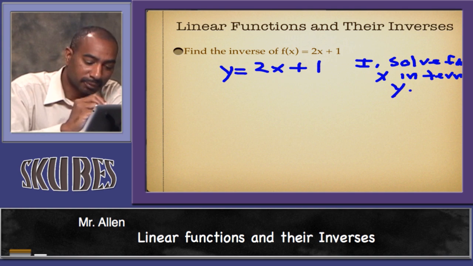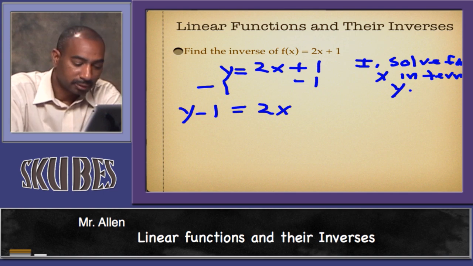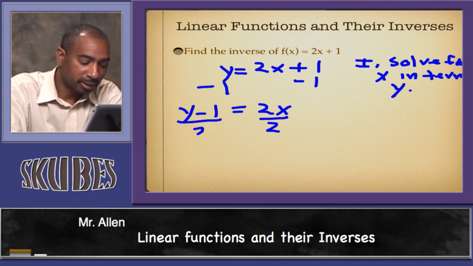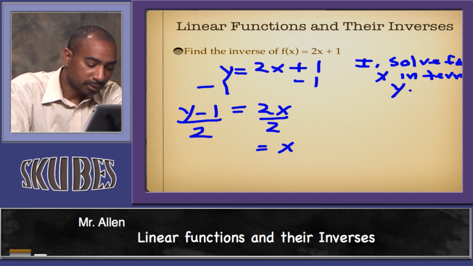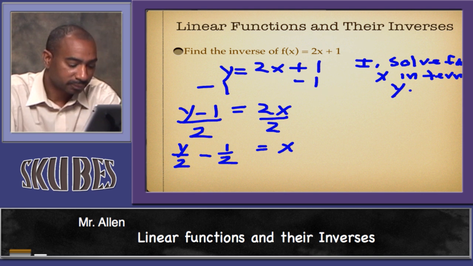All right, so you want x by itself, so we're going to subtract 1 from both sides. So you get 2x equals y minus 1. Then you want to divide both sides by 2. You can isolate x. So we get x equals y minus 1 over 2. I can express that as y over 2 minus 1/2.